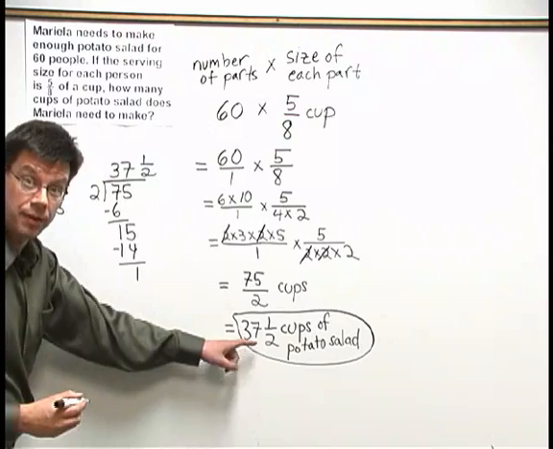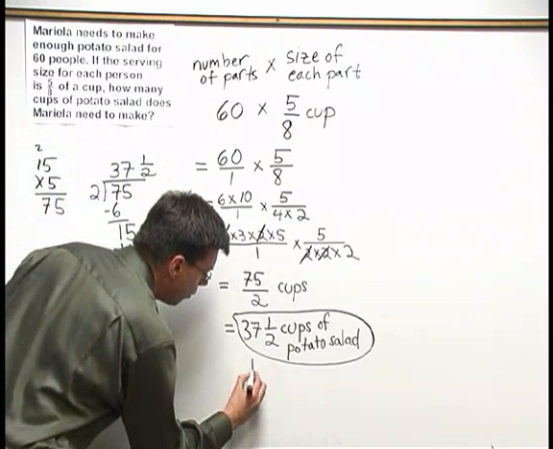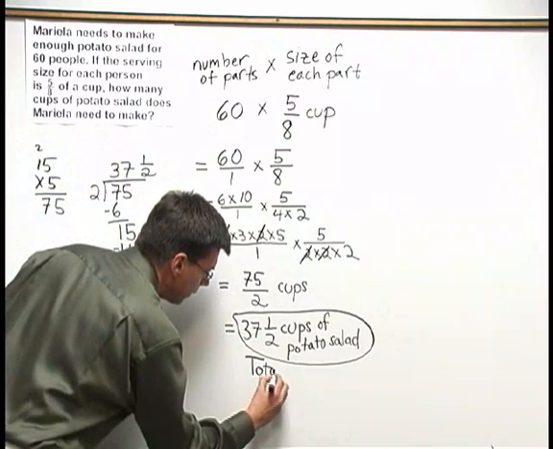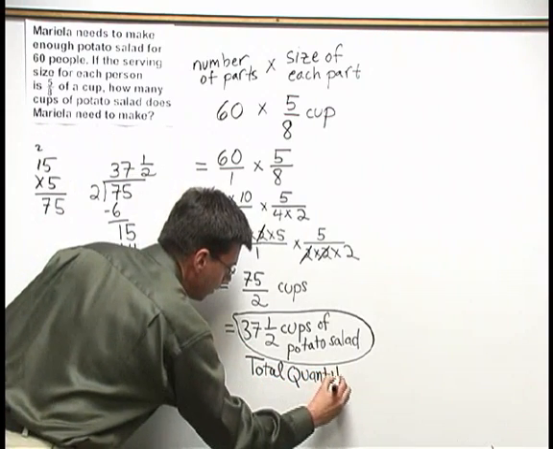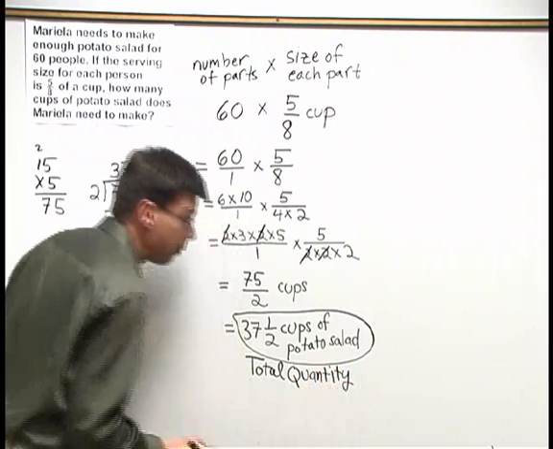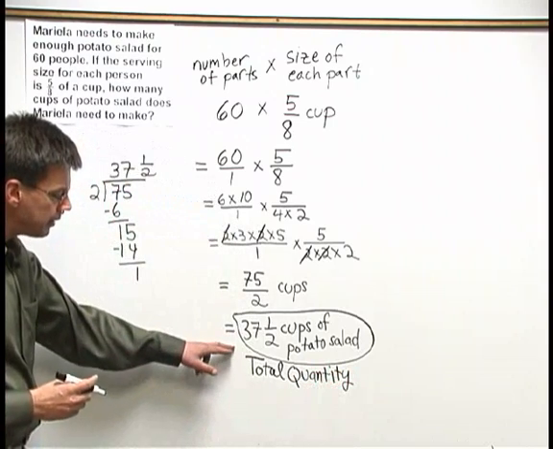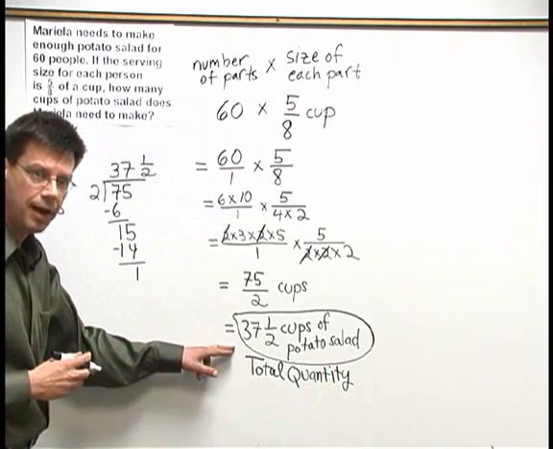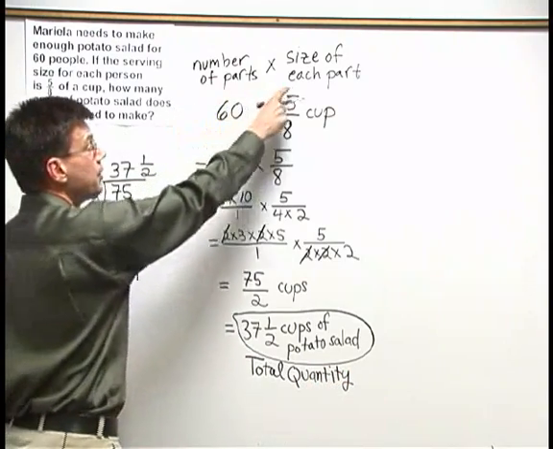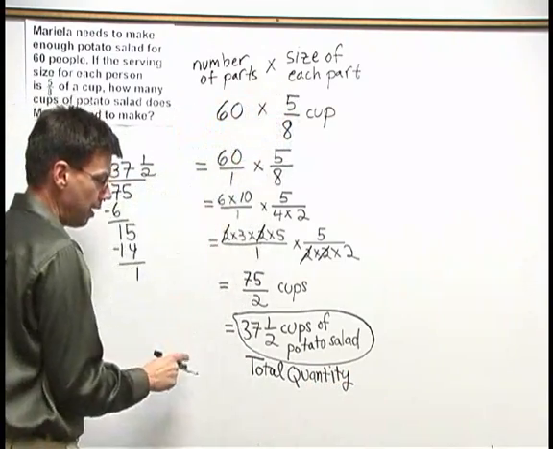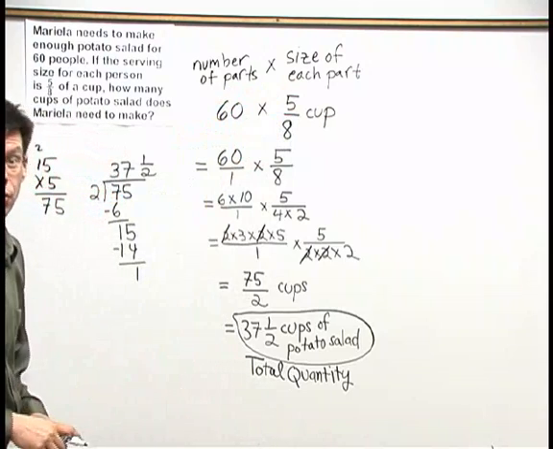This number of cups of potato salad is the total quantity here. Notice that in this problem, where we want to find the total quantity, where that's our answer, we multiply the number of parts times the size of each part in order to obtain that total quantity.